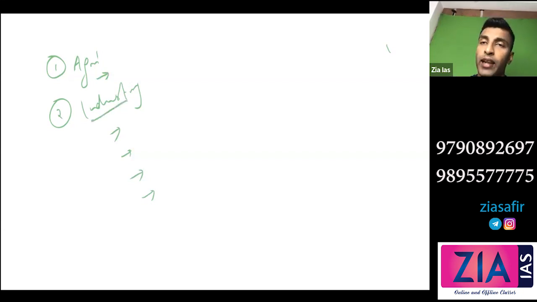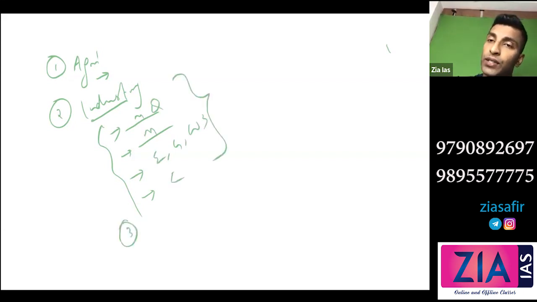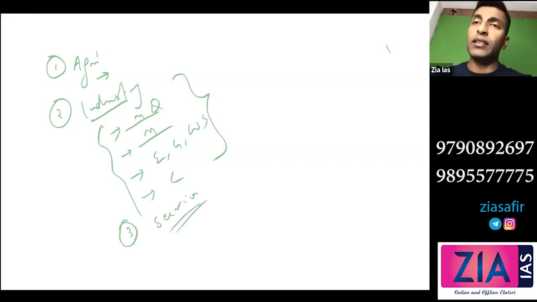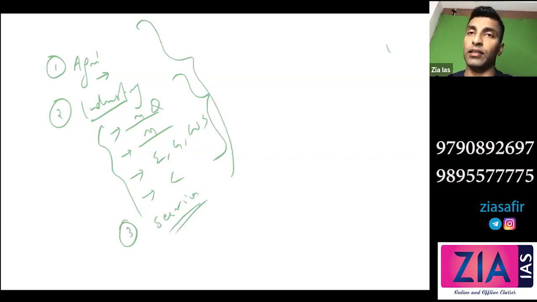Under industry, you write mining and quarrying, manufacturing, electricity, gas, water supply, construction. All these will come under industry. Third one, services. So this is a major classification: the three main sectors.